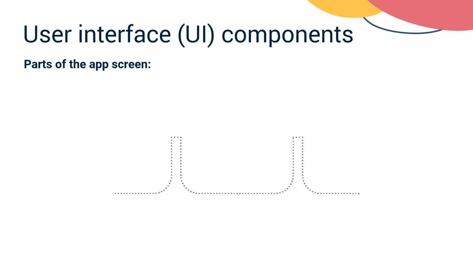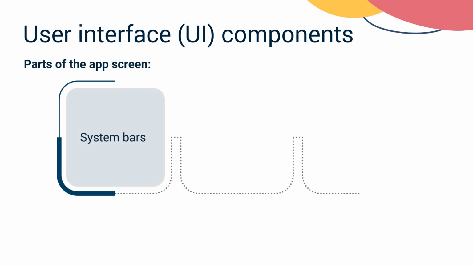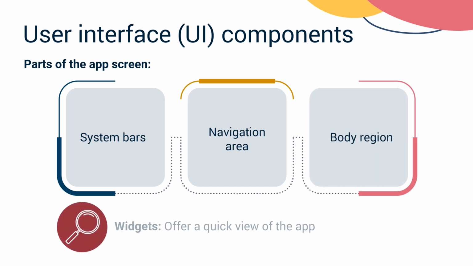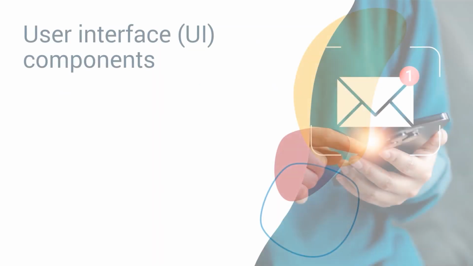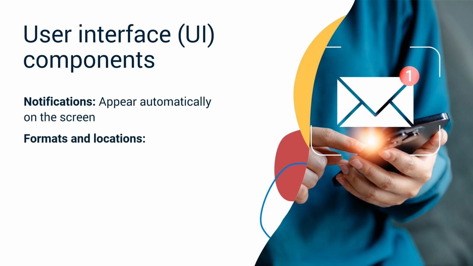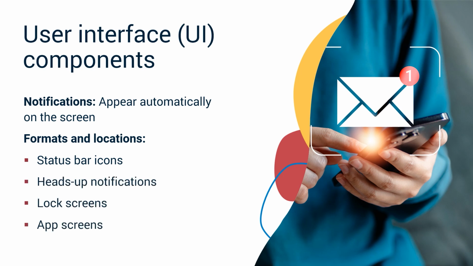The main parts of an Android app screen include system bars, navigation area, and body region. Widgets offer users a quick view of the app directly on the home screen. While designing notifications, you can program them to appear automatically in different formats and locations, such as status bar icons, heads-up notifications, lock screens, and app screens.